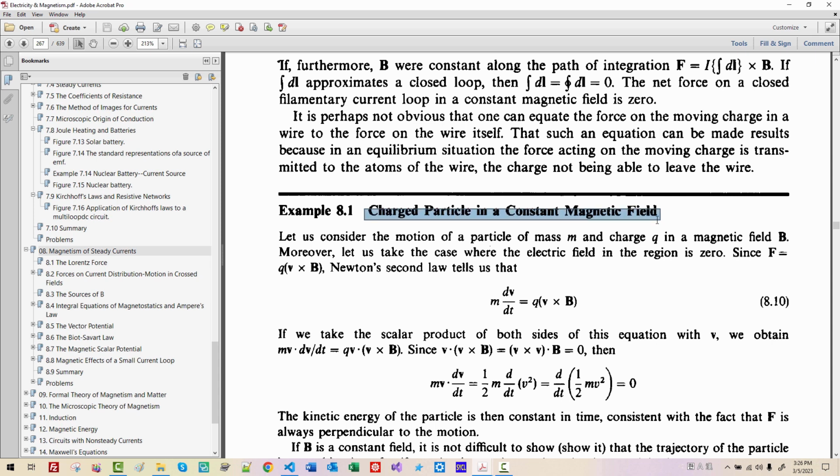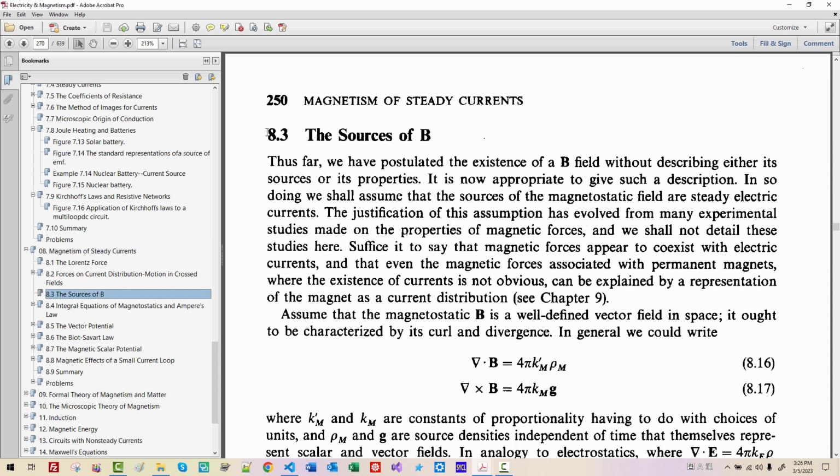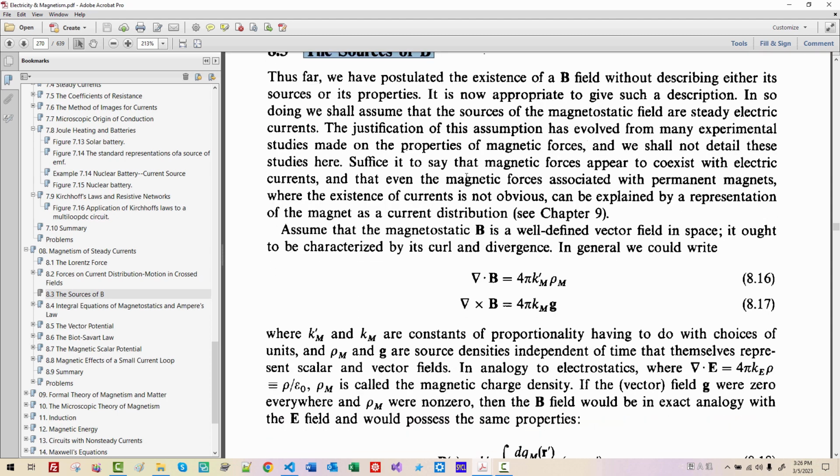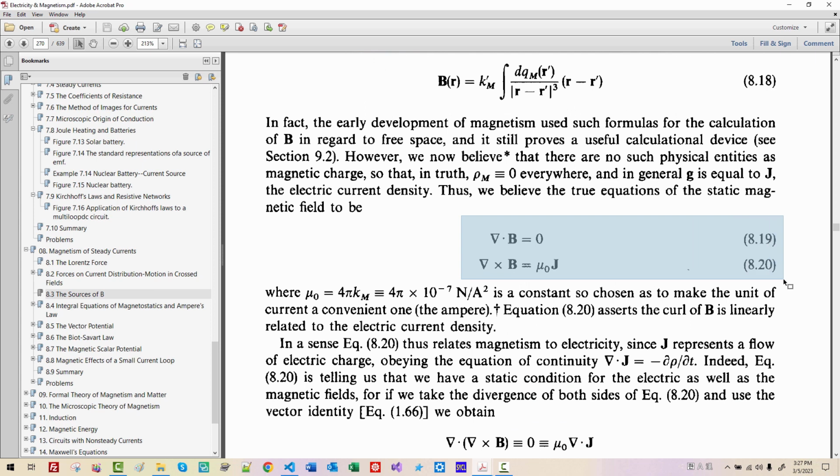Now I want to know the source of the B field. In chapter 8.3, the source of the B field. If you scroll down, you can find these two formulas. The meanings of this formula, also this formula, are explained in this section. In case of the magnetic B field, divergence of B is always 0. Curl of B is equal to, or proportional to, J. J is current density. This equation is called Ampere's law in derivative form.